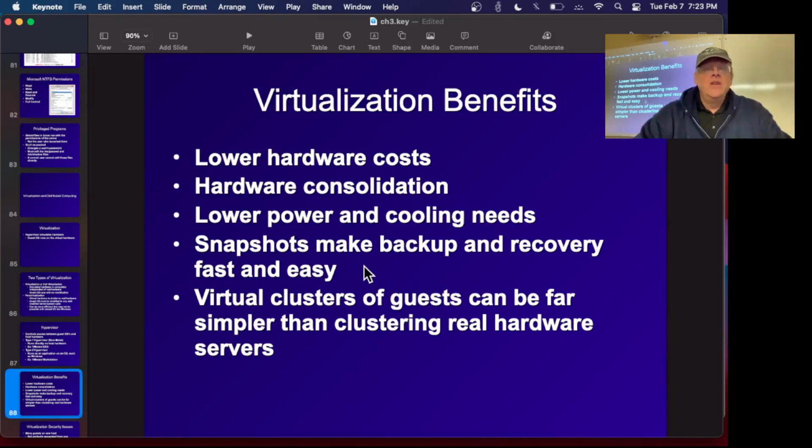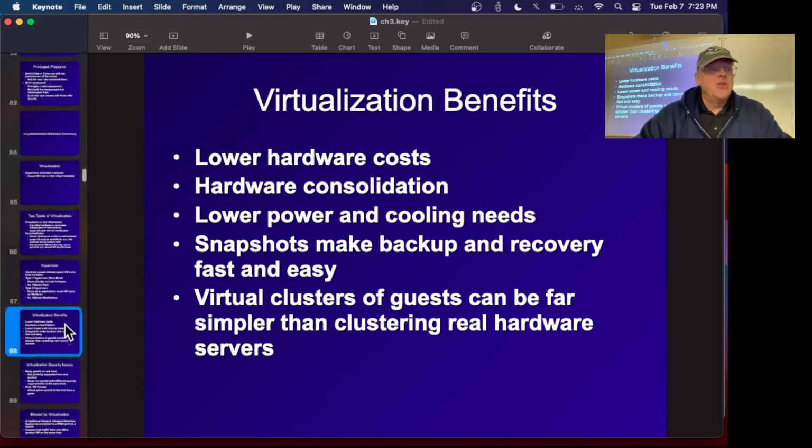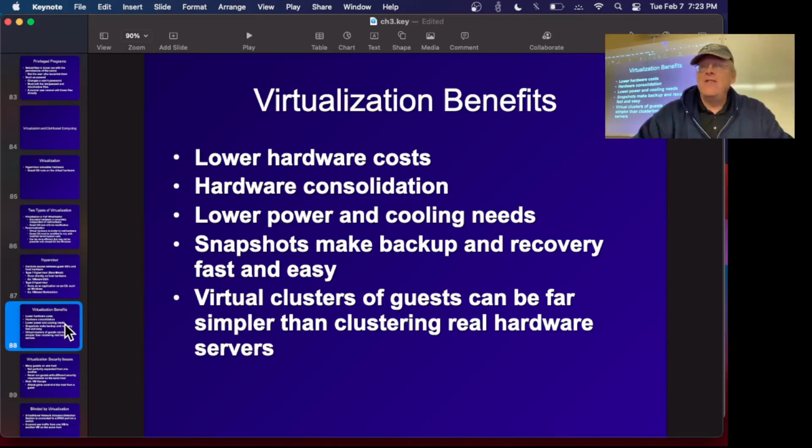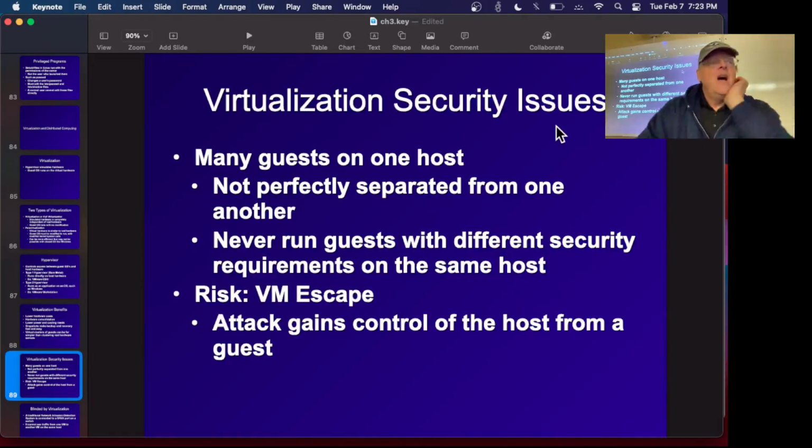Snapshots are useful for backup and recovery of virtual machines, and we talked about this. Clustering guests can be much simpler than clustering real hardware servers, where you really have to make all the hardware exactly the same.